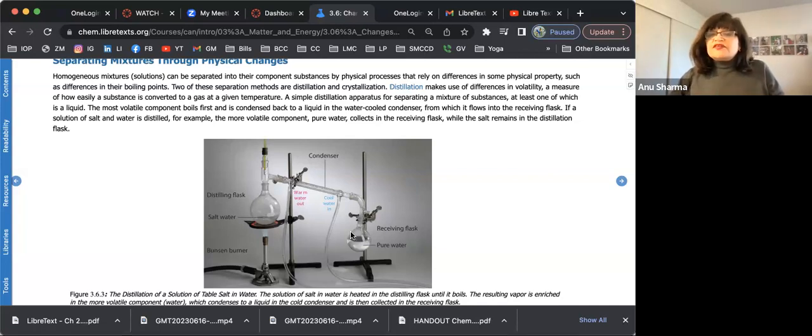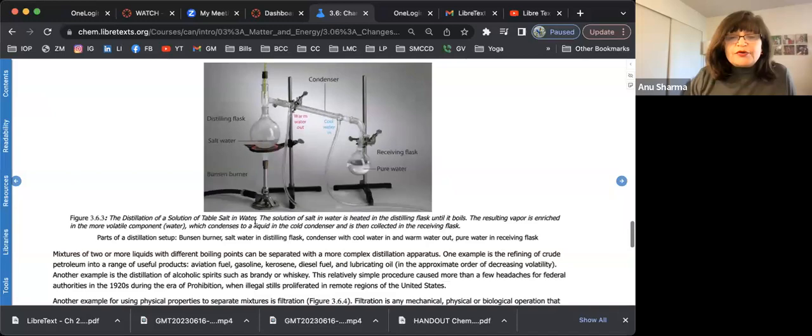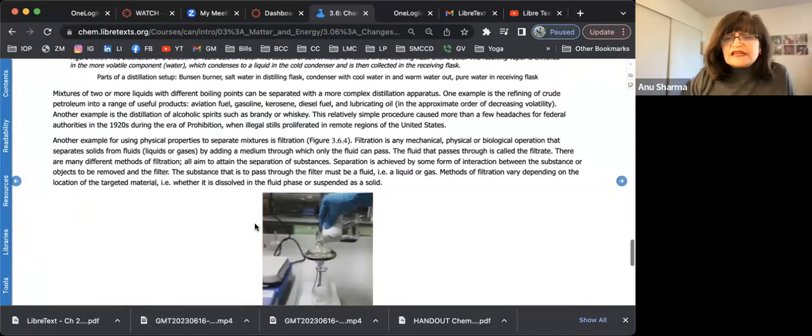You can separate a mixture containing many liquids. If you have a mixture of 5 liquids, you can separate them with this distillation apparatus. The premise here is that the liquids boil at different temperatures, and they can then be isolated using their boiling points. So that's distillation.